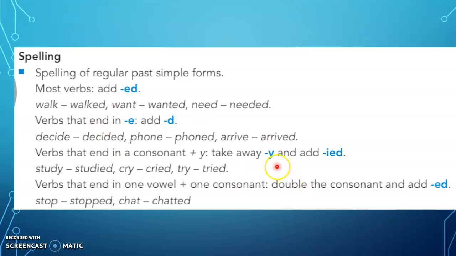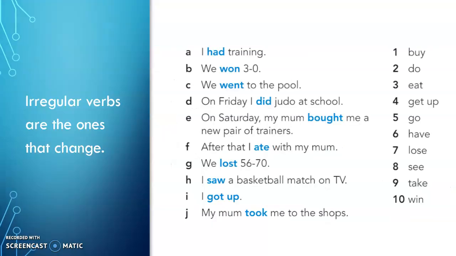If the word ends with a y, but before the y there is a consonant, then I'm going to drop the y and write ied. Study, studied. Cry, cried. Try, tried. But if I have a consonant, a vowel, and another consonant, like stop or chat, remember I have to double the last consonant. Stop, stopped; chat, chatted. I think so far we're fine.